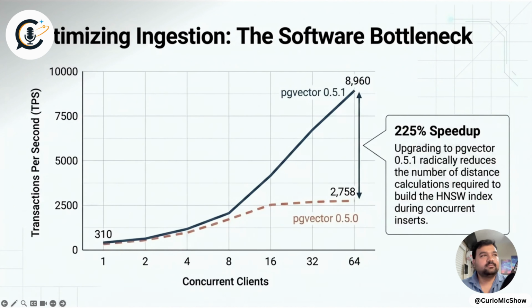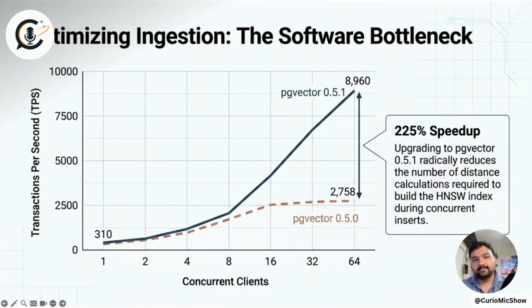So the software bottleneck. Now we are moving into performance, where vector databases are not only about query speed; ingestion speed matters too. If you are building a RAG system, you may need to insert thousands or even millions of embeddings. The slide shows how software-level optimizations can dramatically affect throughput. The comparison between the pgvector versions shows a major speedup during concurrent inserts.